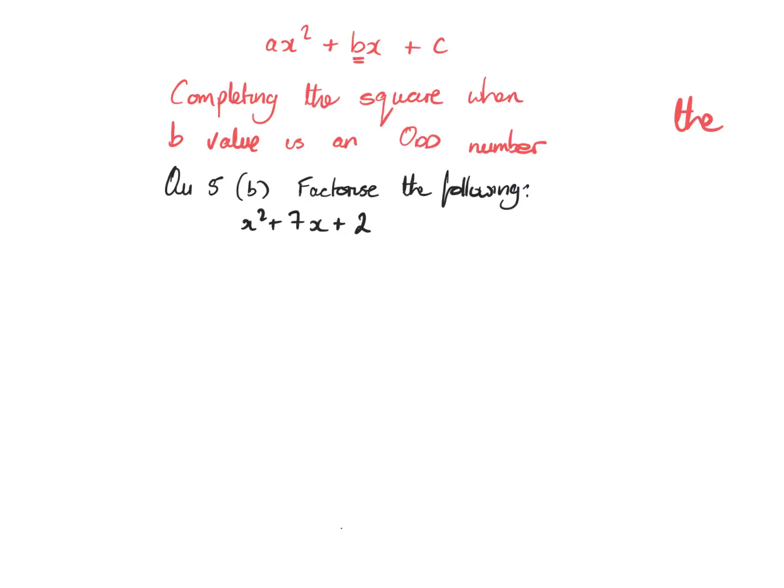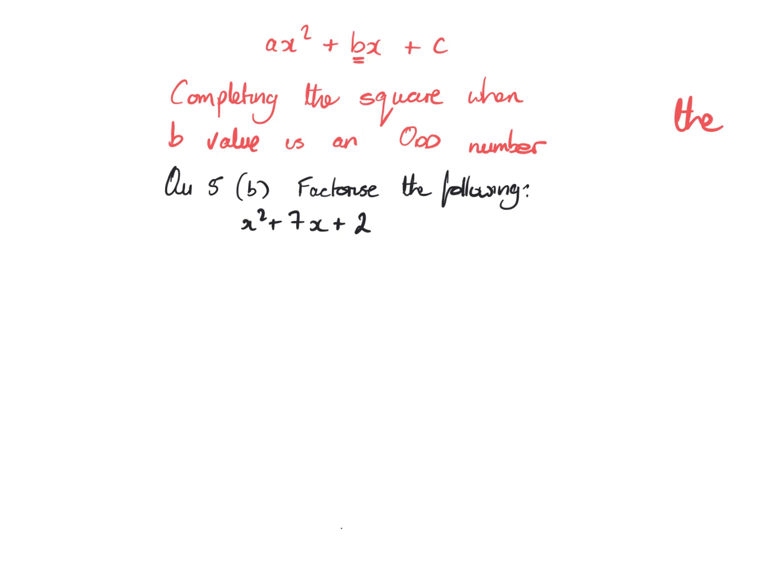So we're going to look at completing the square when the b value is an odd number. Now the actual process is the same, it just becomes a little bit more difficult when you've got fractions involved. So I'll work through question 5b for you.